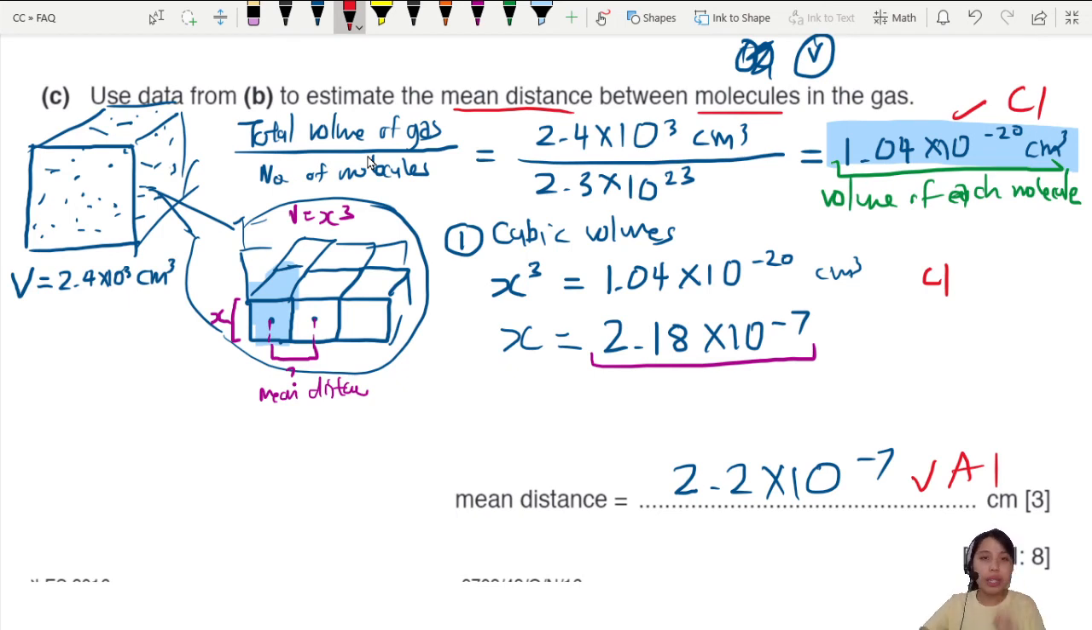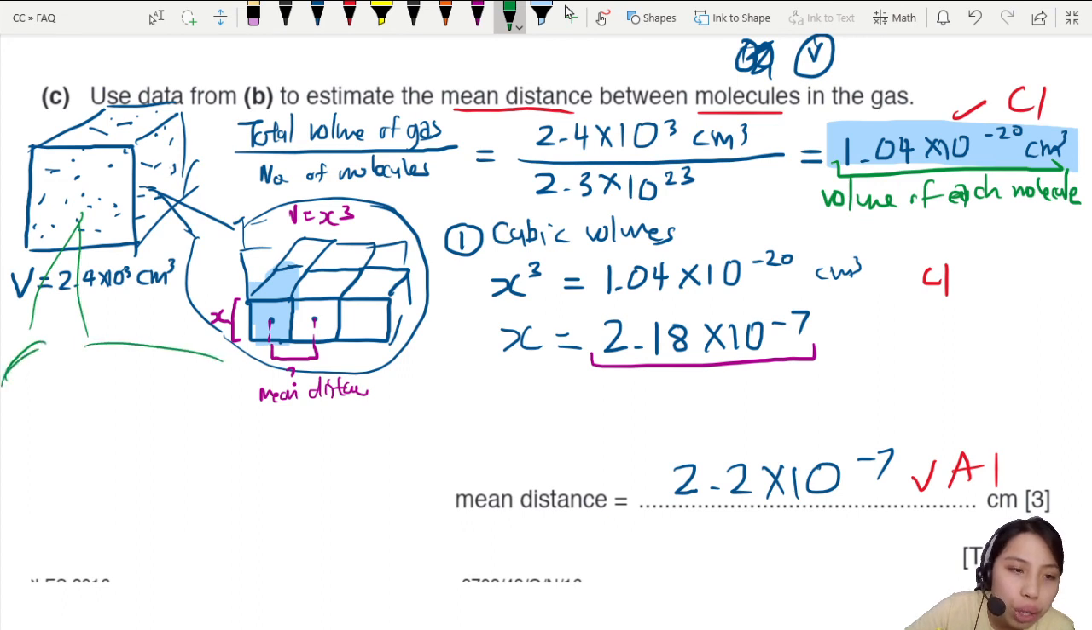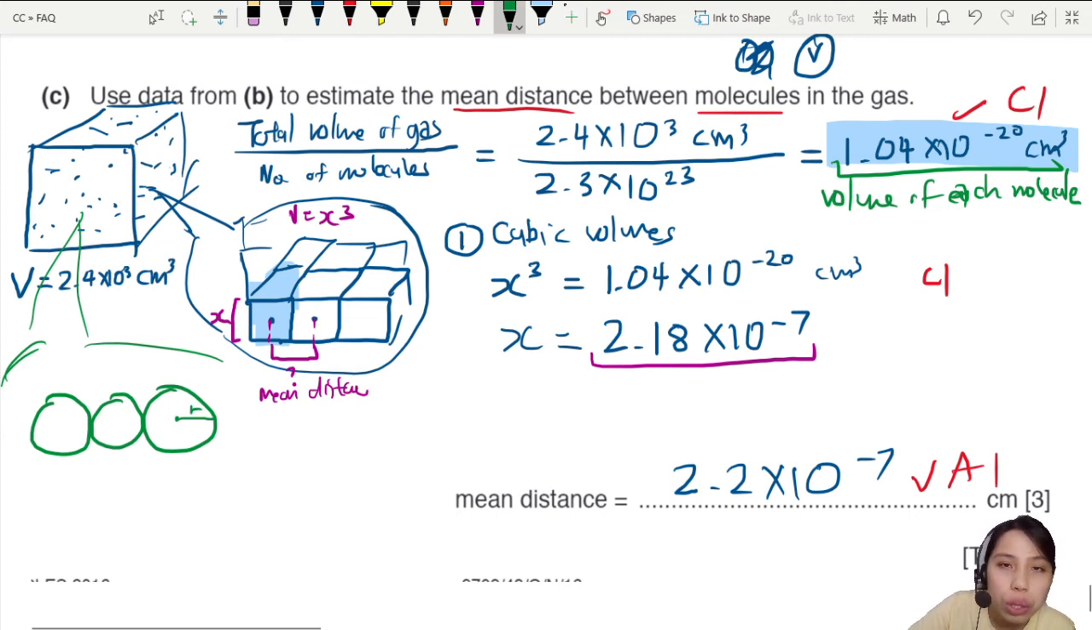Well, sure, if you want to think of spheres, an alternate method is, if you zoom into this container, maybe instead of cubes, you think of molecules as spheres. 1, 2, 3. Each of these spheres has some kind of radius, right? And now you want to find the spacing between two adjacent molecules. So they have a center here, another center here. And you find, what is this mean distance?